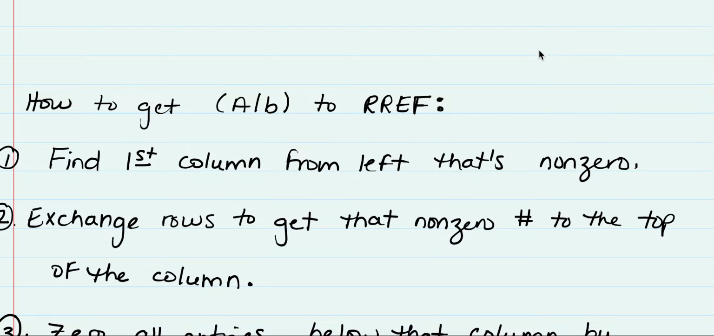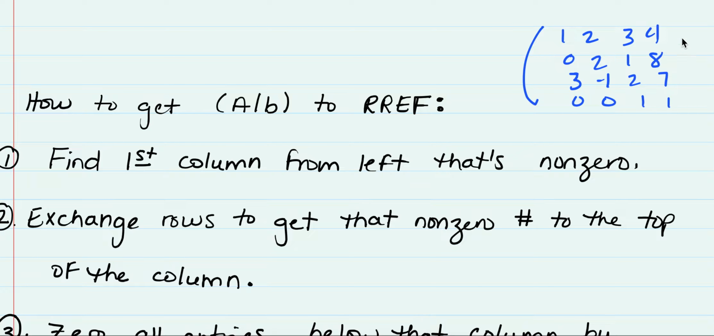Let me give you an example. Okay, like this matrix here. The first column from the left that's non-zero. Here we are, this is the first column, and it is non-zero because not all of these are zero. Now what you want to do is exchange rows to get that non-zero number to the top of the column. So you want the first non-zero number you see, which is right here, you want to exchange the rows until you can get that one to the top of the column.